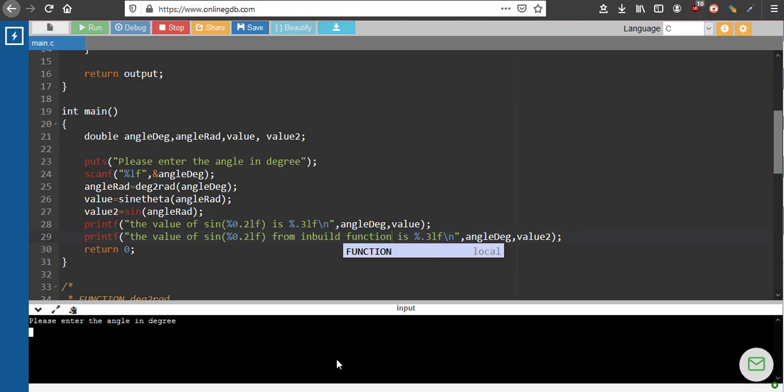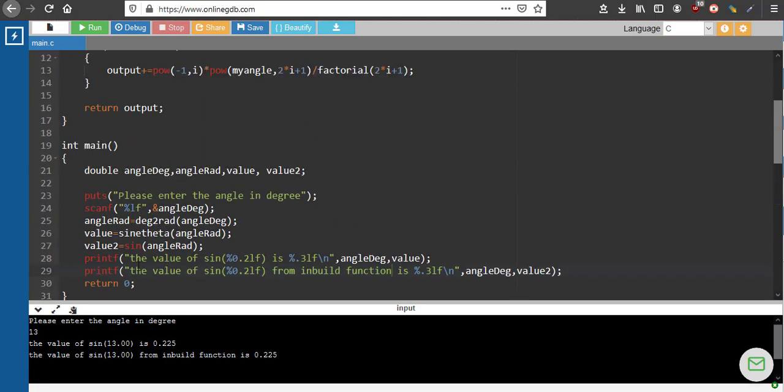Right? Now we will just check this. So let's say what is the value of sine 13. So sine 13 is 0.225 from our function. The inbuilt function also is giving 0.225. So it's absolutely matching. Okay. So I hope this is clear to you, this program. Always if you want to use sine functions, cos function, use the inbuilt functions.